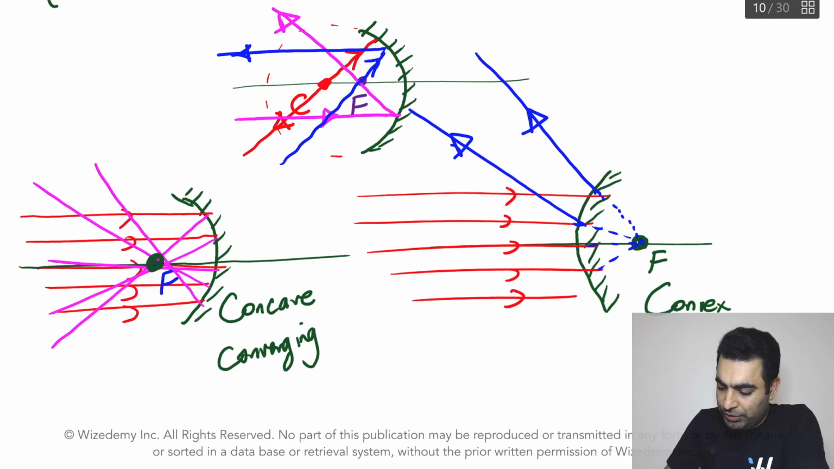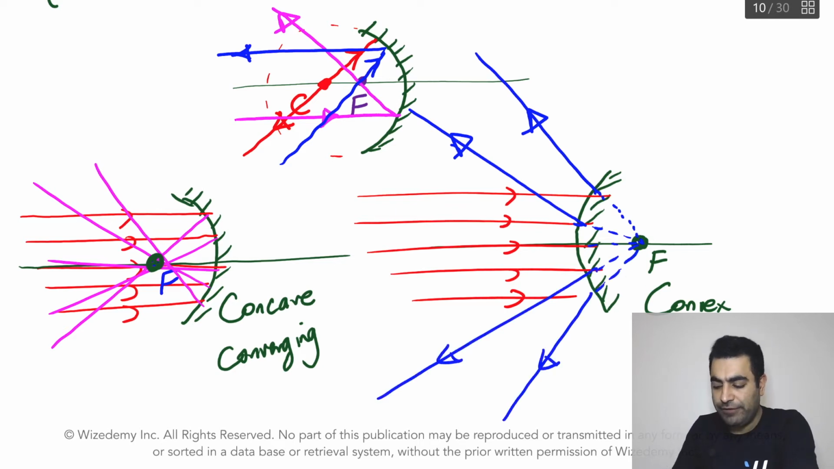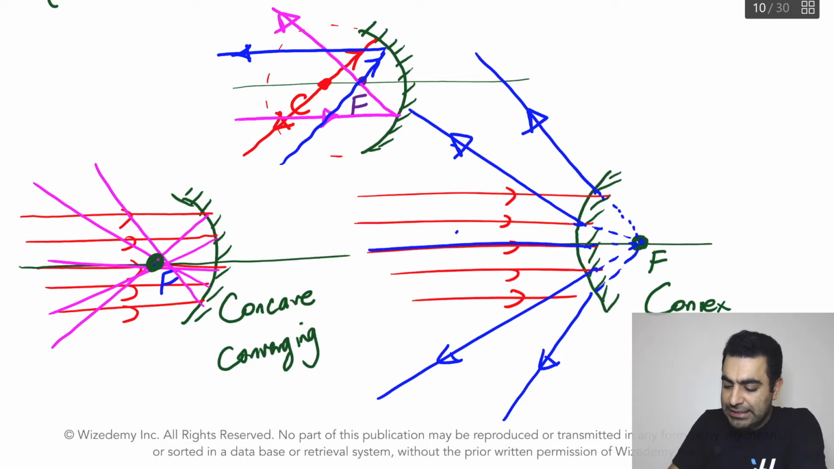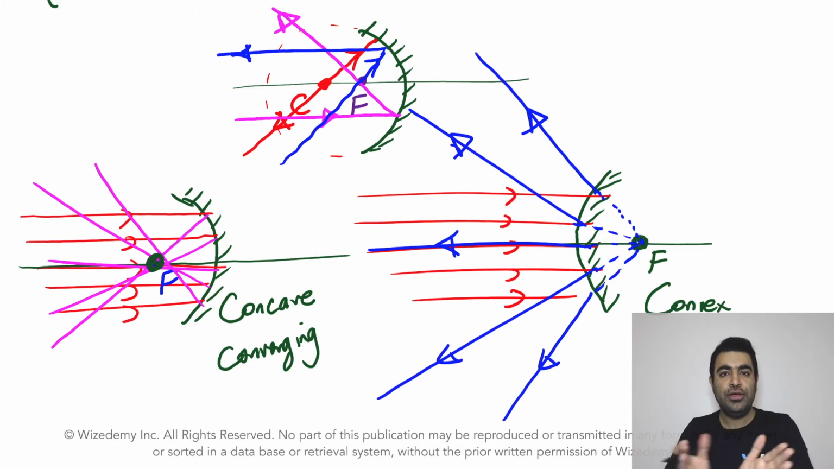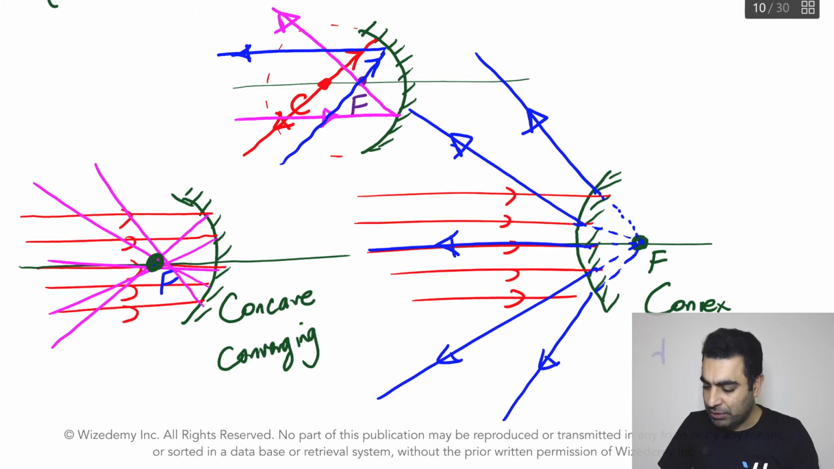So if I want to show you, this is actually how we determine the direction of the reflected wave. As you can see, in this case, if I shine parallel lights toward the convex mirror, all these lights are going to diverge with respect to the mirror after reflection. That's why this mirror is known as a diverging mirror.